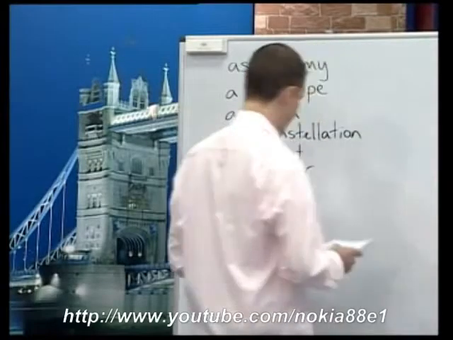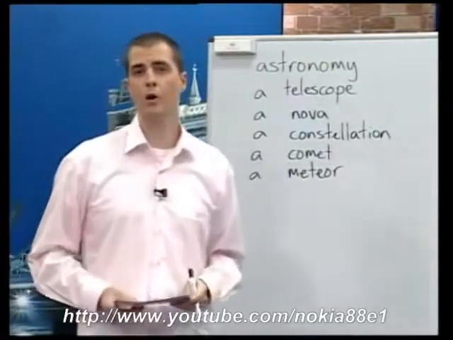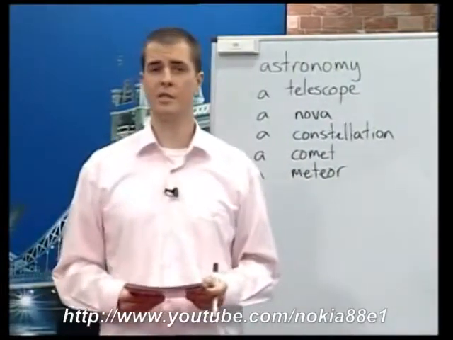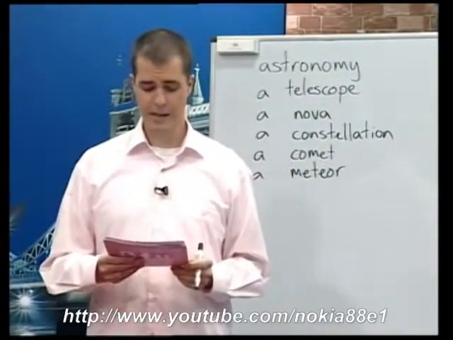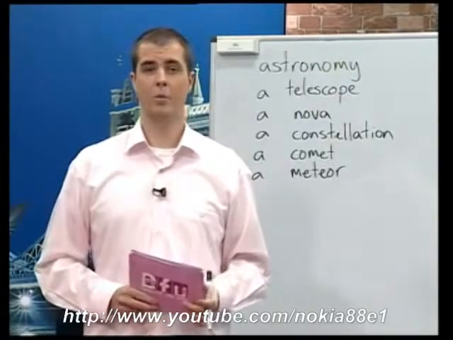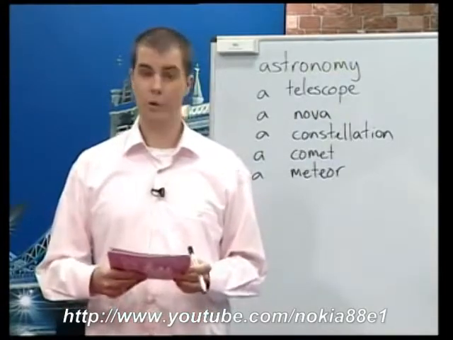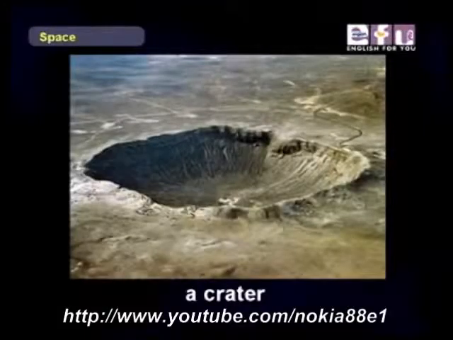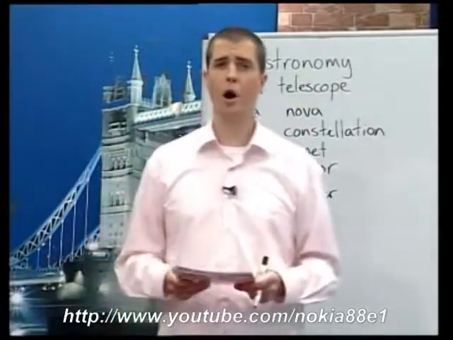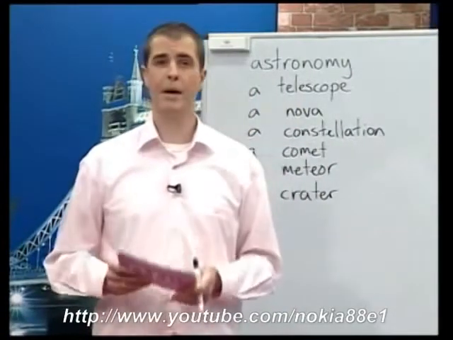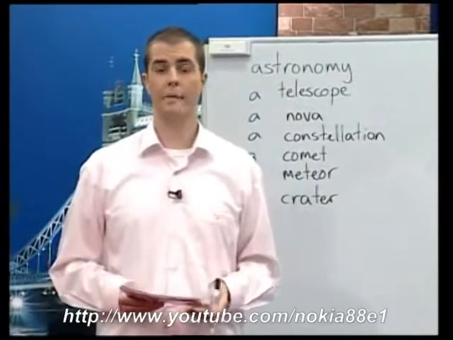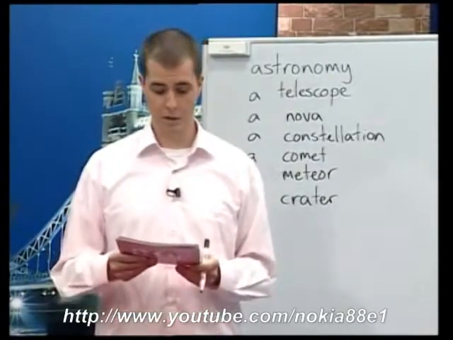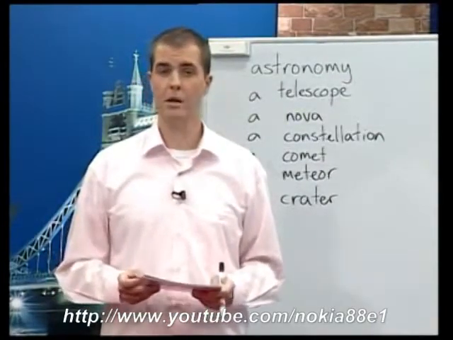A meteor is like a comet, but it's a piece of rock or metal which floats through the sky in space, and it makes a bright line when you see it at night as it falls through the Earth's atmosphere. A crater. A crater is a round hole in the ground made by something that has fallen from the sky. For example, a meteor. There are many craters on the moon.